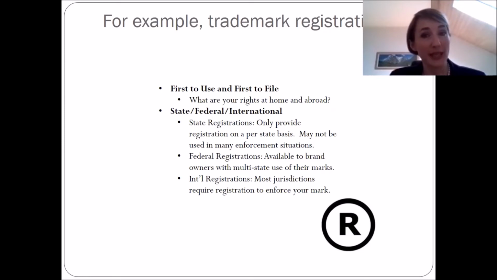The downside to Madrid is that if anything happens to your US application, you have to go through a process called transformation, because then you have to basically refile any foreign application for which your US application was sort of the starter application, and do it all over. So you want to make sure that if you ever use Madrid, you have a very strong home application so that it's not going to endanger your foreign filings.